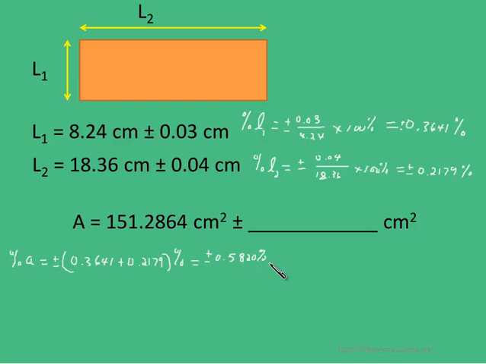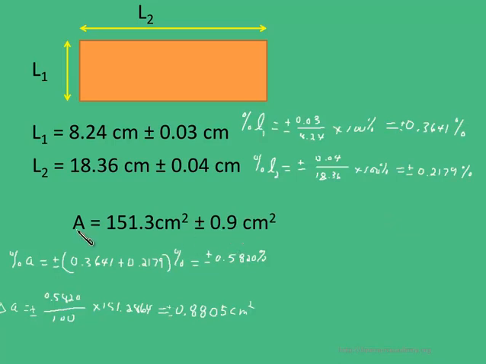And now that I have the relative error in the area, I can find the absolute error, because all I need to do now is multiply this by the nominal value. So 0.582% of 151.2864 is going to be 0.8805. So our uncertainty starts in the tenths place. So these numbers then are really not significant, and this should be rounded off to 0.9, which means then that none of these are significant, and this should also be rounded off to the tenths place, in other words 0.3. So as you can see here, we get 0.9. So 151.3 plus or minus 0.9 centimeters squared.